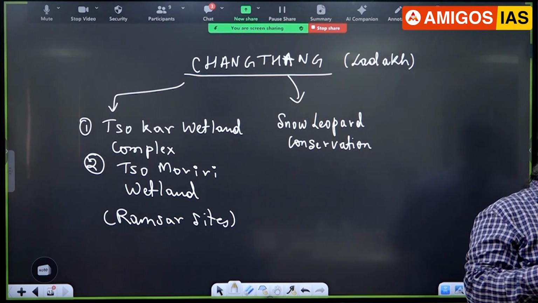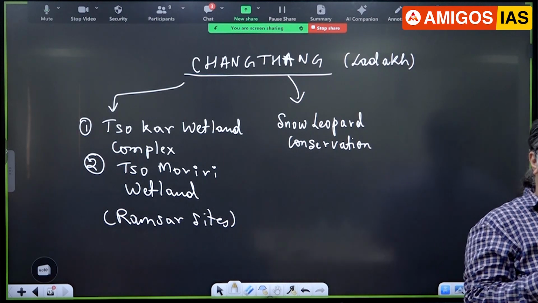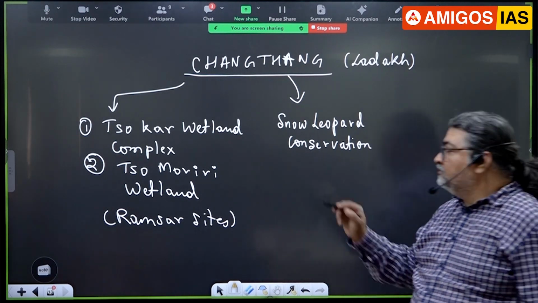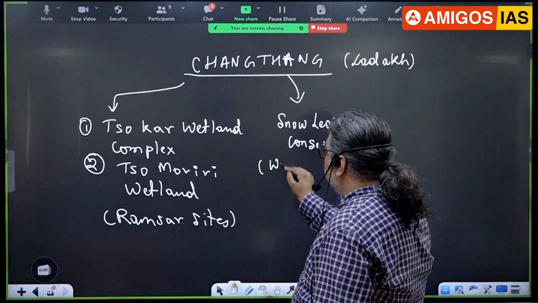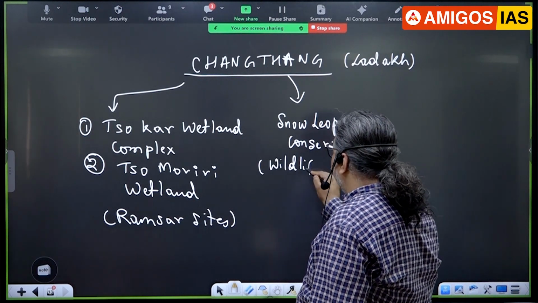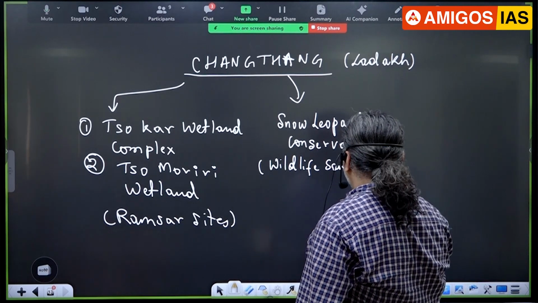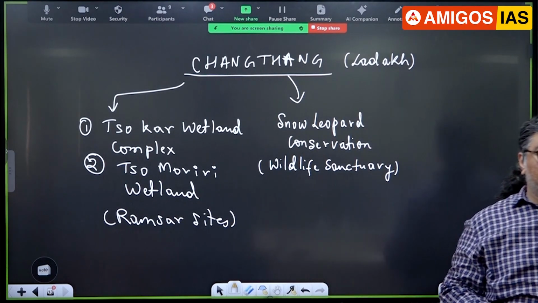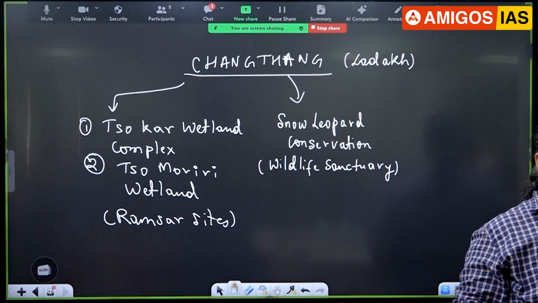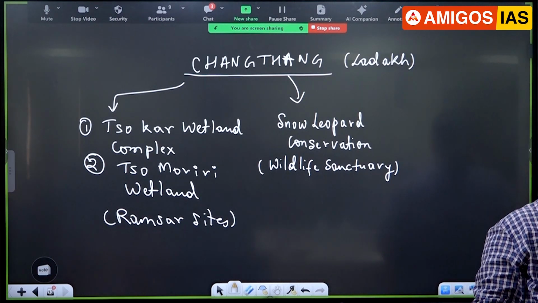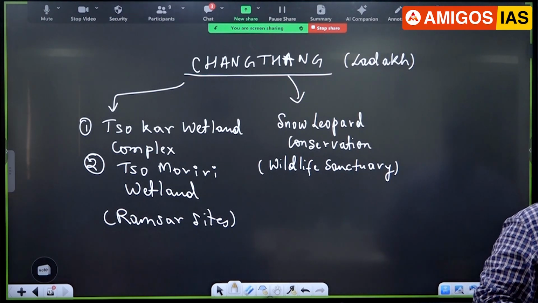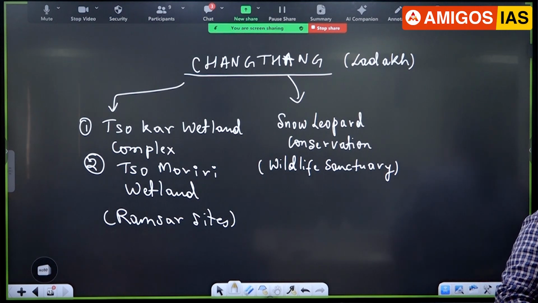So there is the snow leopard conservation Changthang sanctuary. It's a wildlife sanctuary. See, in Ladakh there are two sanctuaries. You should remember the two sanctuaries. One is called Hemis, and second is Changthang sanctuary. Right? Now I'll give you another very good understanding from there.